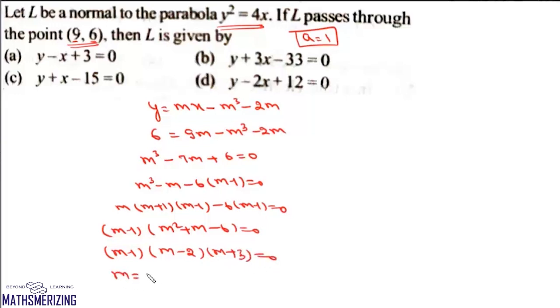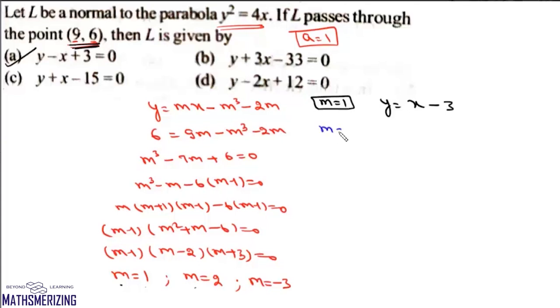So that means we get 3 values of m. m is 1 or 2 or m is minus 3. So from this point 3 normals can be drawn. So now there will be 3 normals that can be drawn from this point (9, 6). So we'll take m as 1, then we'll get this equation as y equals x minus 3. So the equation will be y minus x plus 3 equals 0, and that's your option number A.